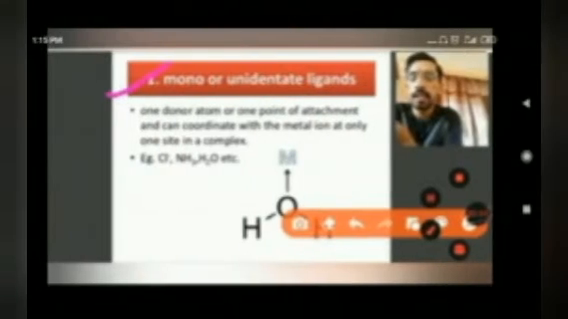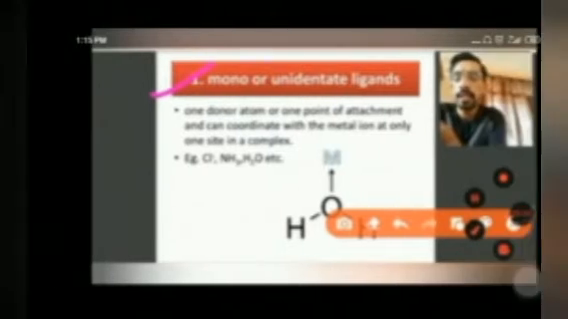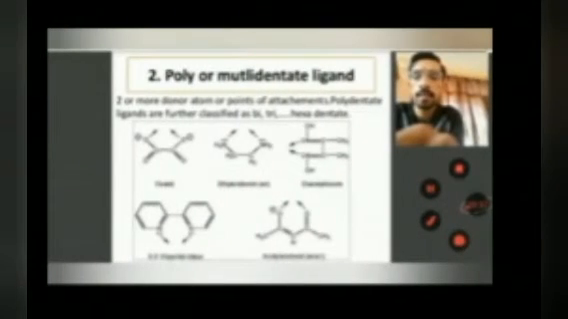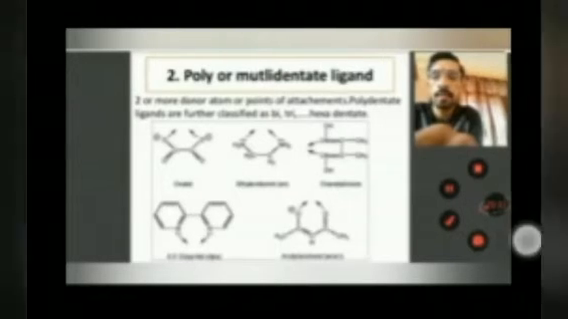Then we have learned about mono or unidentate ligands, which have one donor atom or one point of attachment and can coordinate with the metal ion at only one site in the complex. Then we have learned about poly or multidentate ligands, as its name suggests. Multi or poly means many: two or more donor atoms or points of attachment. Polydentate ligands are further classified as tri, hexa, and so on.